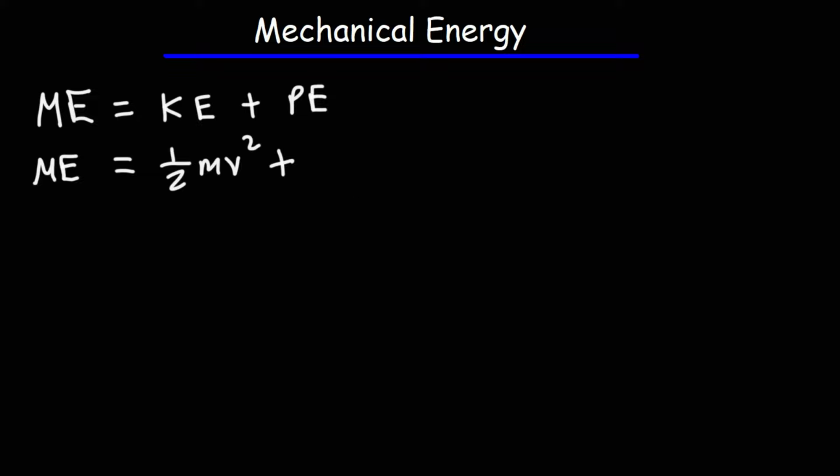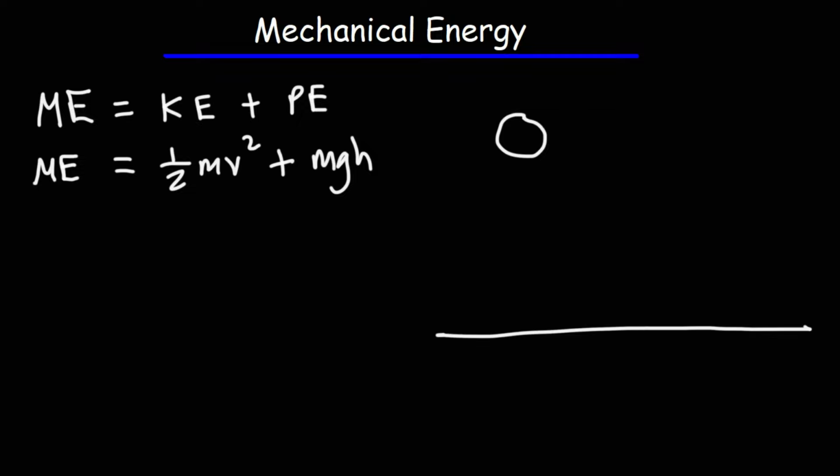Now, gravitational potential energy, that's mgh. So imagine if you have a ball above ground level. It has potential energy. It has stored energy. It has the ability to fall. And so it also has mechanical energy. So that's mechanical energy. It's the sum of kinetic and potential energy.